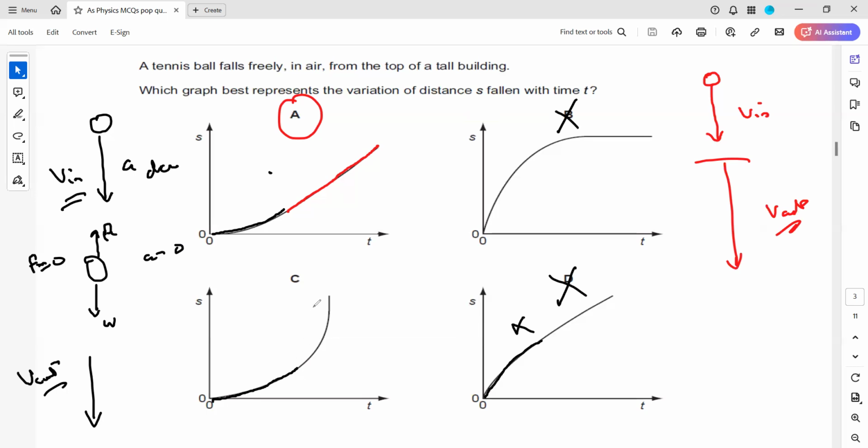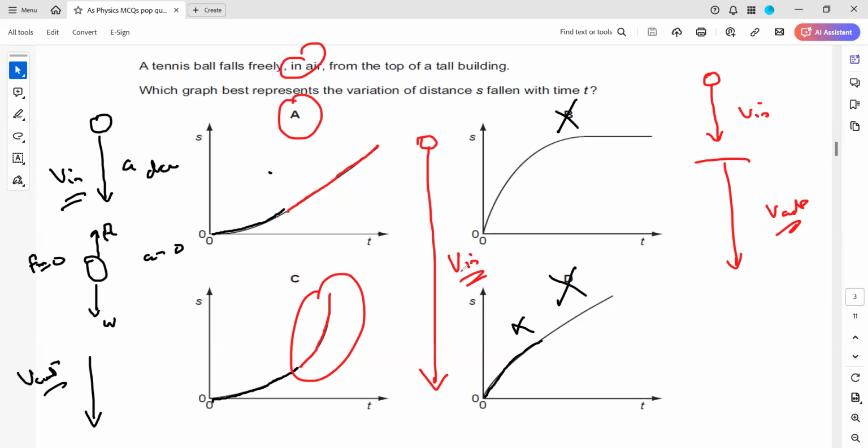So why is C wrong? Because C does not have a constant slope. In C, the slope is continuously increasing. That's why C is not acceptable. C shows that the object is falling and it's mentioned in air, so it means that air will affect the motion. So what is C representing? C is representing that the object's speed is continuously increasing when it is falling through the air. But practically, when an object is dropped, the speed first increases and then the speed becomes constant.